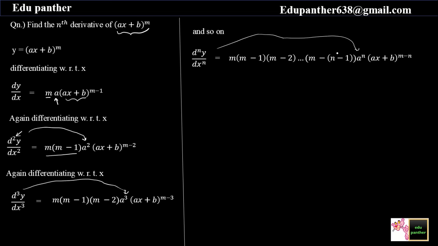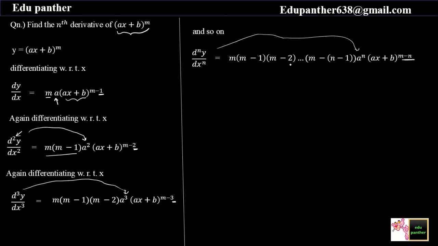So here in nth derivative, the power of a will be n times. Now we'll see the power of ax plus b. In the first order derivative it was m minus 1. In the second order derivative, m minus 2. Similarly in the third order derivative, m minus 3. So see here this 1, 2, 3 is giving us the number of derivatives. Now, similarly in the case of the nth order derivative it should be n. So it is m minus n. So we got this power also.